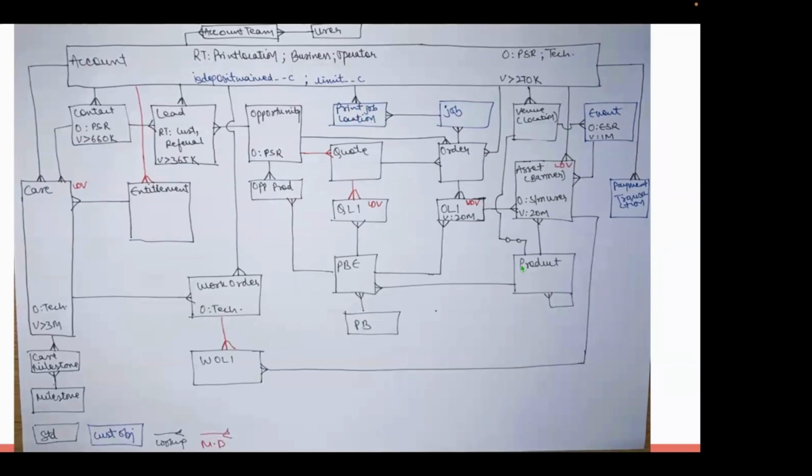And venue can have a defined set of products which can be assigned to that particular venue. That's where there is a junction between venue and product. On the service side of things, we have case.